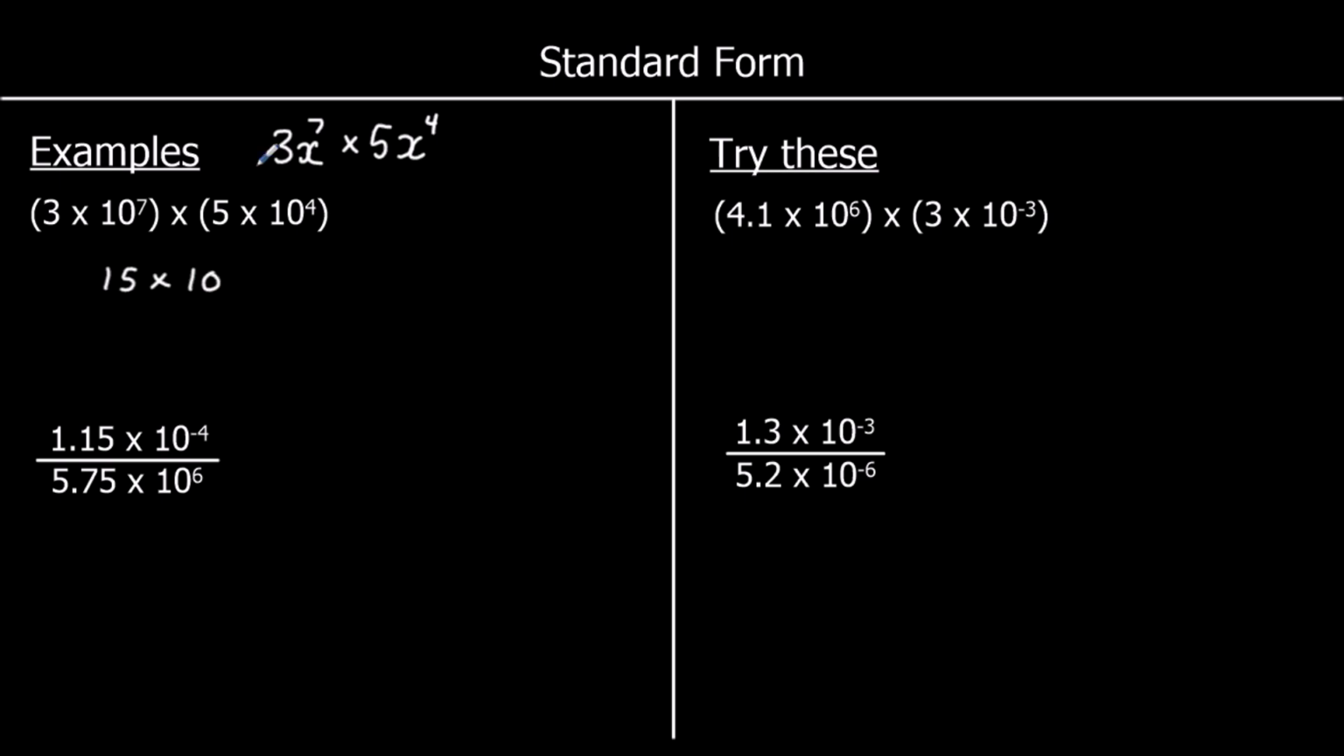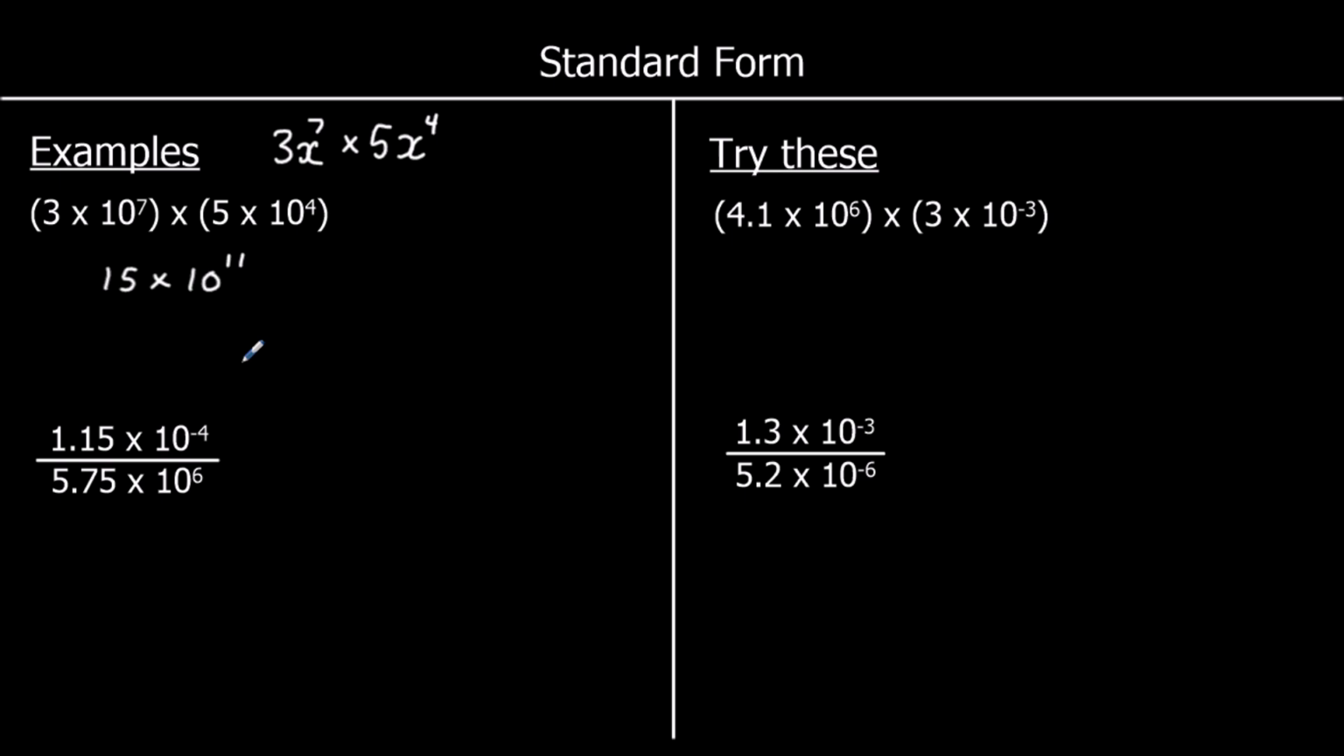And then we'll do the powers, so 10 to the power of 7 multiplied by 10 to the power of 4. When we multiply, we add the powers, so 10 to the power of 7 times 10 to the power of 4 is 10 to the power of 11. We've got 7 tens times together, times by another 4 tens times together, so in total 11 tens times together. So we've got 15 times 10 to the power of 11.